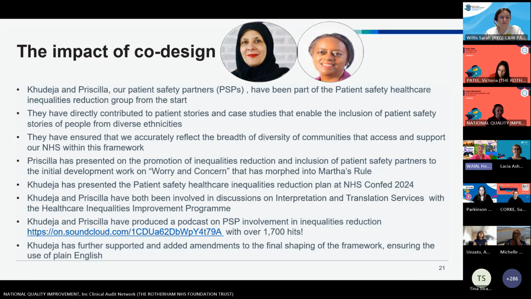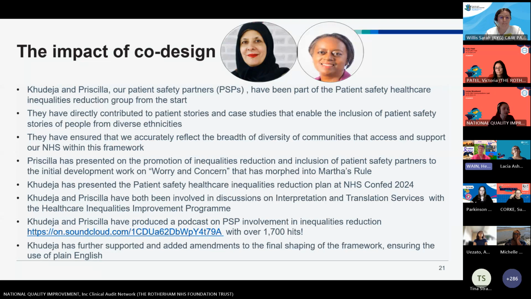So, particularly within the Patient Safety Healthcare Inequalities Reduction Framework, the importance of co-design with patients and communities cannot be overemphasised. Two of our patient safety partners, who you can see here, Priscilla and Khadija, have been involved in this work from the start. I want to take this opportunity to both formally recognise their contributions and to demonstrate to you the immense value of their input into this work.